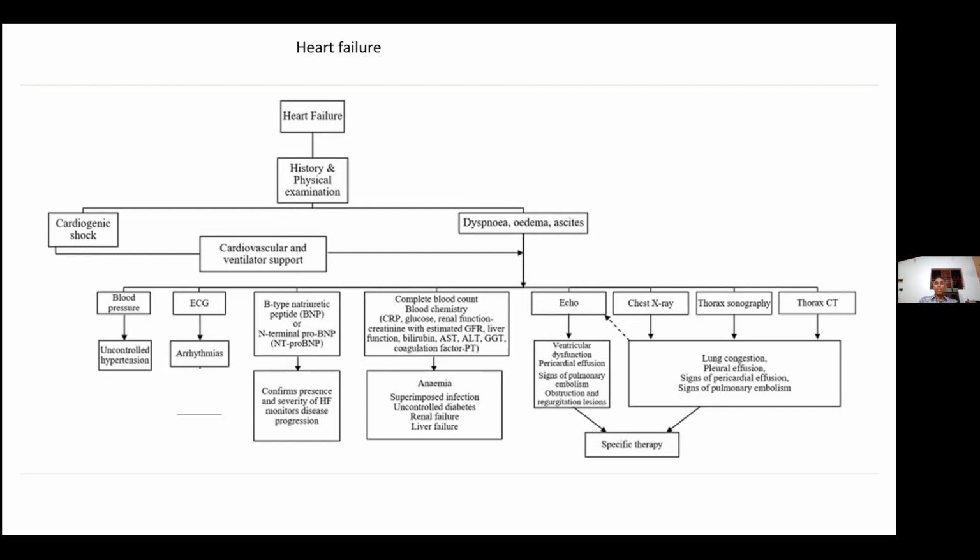Everything will tell you to what extent we are going to manage this patient, whether we have to control the fluids, whether we have to give a bolus of IV fluids. Everything will depend on the individual patient, because each and every patient is different. So you have to find out exactly what is happening to that patient, and you have to manage. And echocardiogram is very important after settling and managing the emergencies.